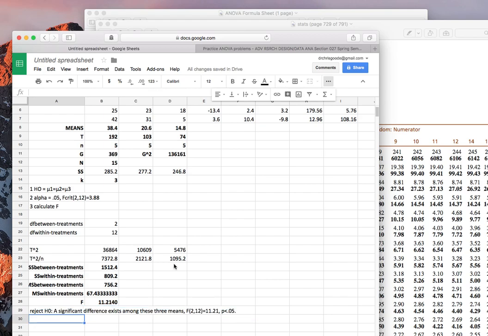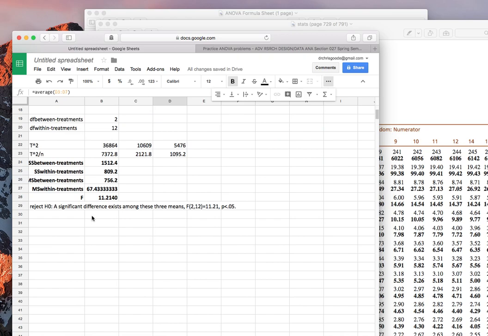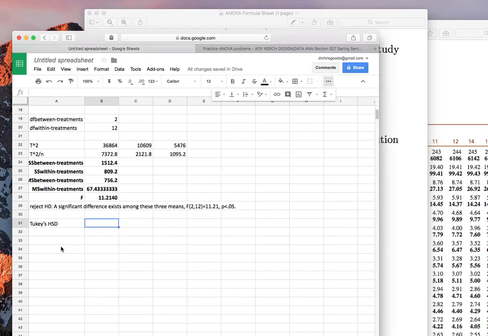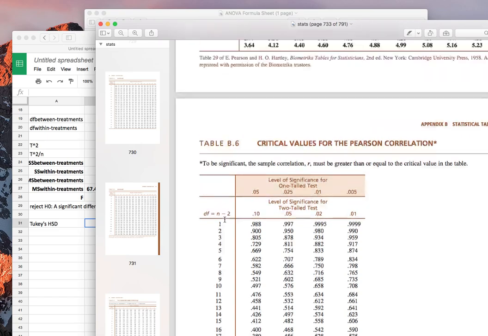Now, we're not done, because since we found a significant difference, we need to find out which one of these means is significantly different from which other ones. And in order to do that, we're going to calculate something called Tukey's HSD. All right, and Tukey's HSD is Q times the square root of MS within treatments divided by N. What is Q? Well, Q can be found on the Q table, and it's the next table here.